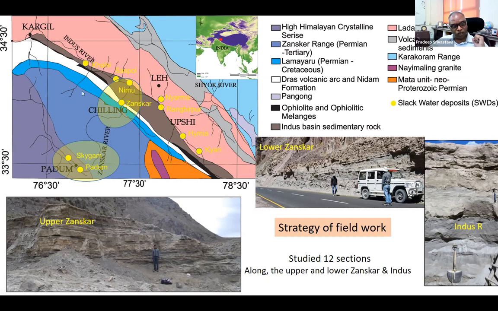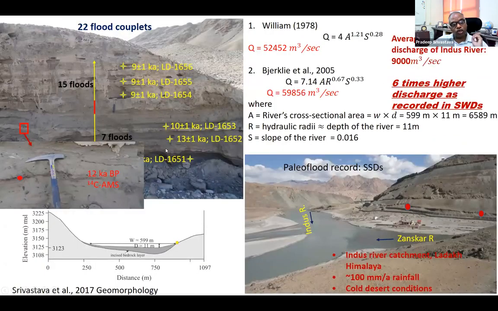We also wanted to know the flood chronology of these deposits. So we studied around 15 lithologs, locations, and these locations sometimes look like this. This is the confluence of the Zanskar River with the Indus, and most of these slack water deposits, SWDs, are located at the junction of these two river systems. That is understandable because the slackening of the rising flood takes place inside the smaller tributary, where the flood energy often goes down to a minimum. These are the very typical locales where you can find slack water deposits.